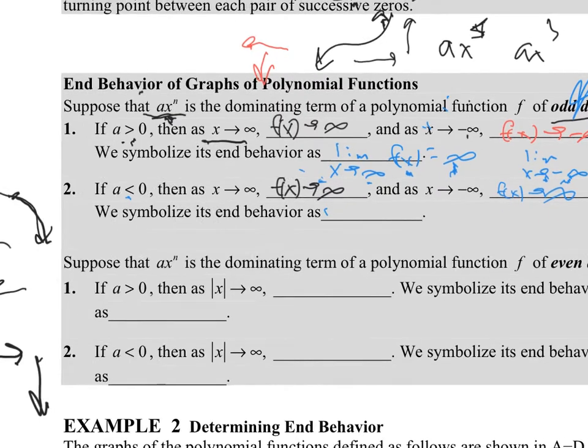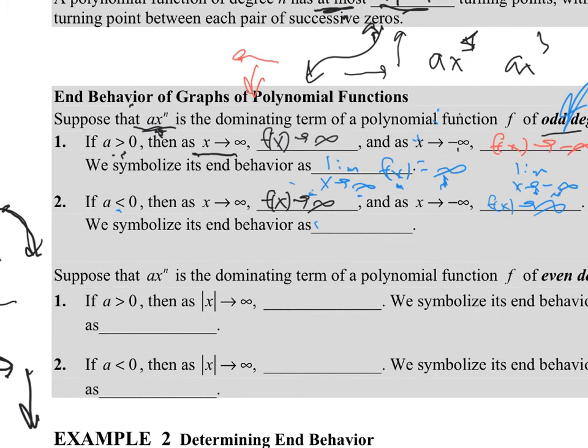Okay, I know I rushed at that one part. We symbolize the end behavior. This is when A is a negative number. So remember what the picture looks like. It's an odd degree, so it looks like that.